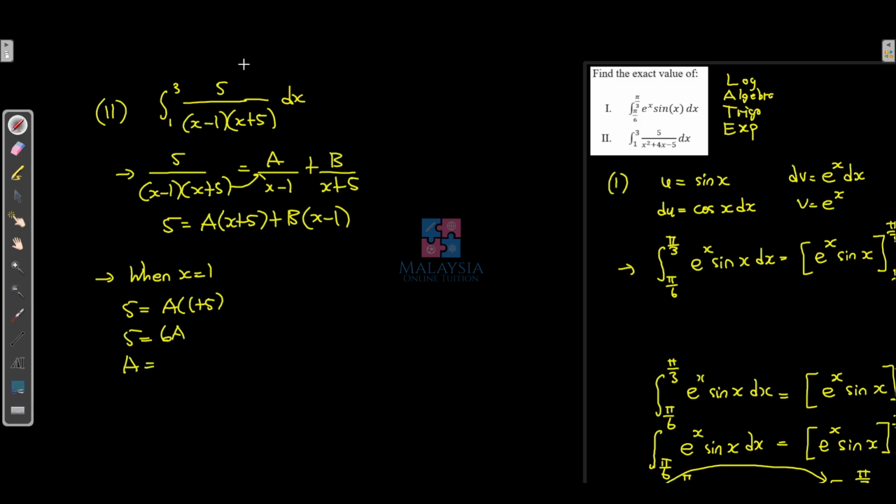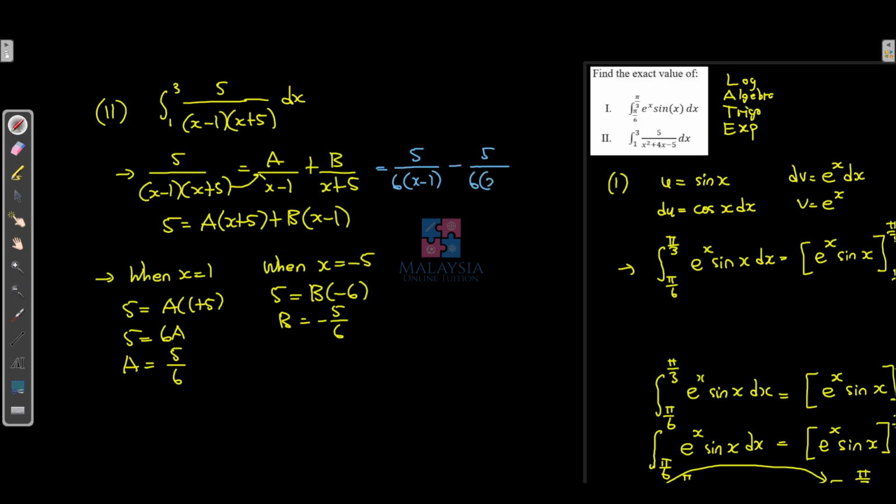So a equals 5 over 6, okay? And then when our x equals negative 5, 5 equals b times negative 6. So our b is negative 5 over 6, okay? So then our partial fraction is going to be 5 over 6 times 1 over x minus 1, and then minus 5 over 6 times 1 over x plus 5.